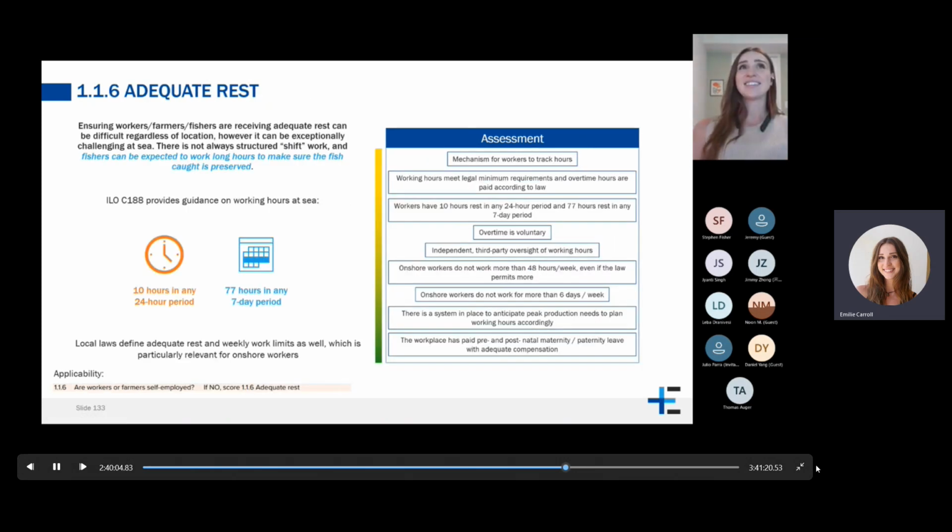So the next one here is 116, adequate rest. So naturally in the fishing industry, especially wild capture, there could be irregular circumstances on vessels that can lead to really unstructured work. So it's not like a processing facility where everyone has shifts, they show up certain days, etc. So it's not as structured as that. However, there generally will be some kind of shift structure, hopefully.